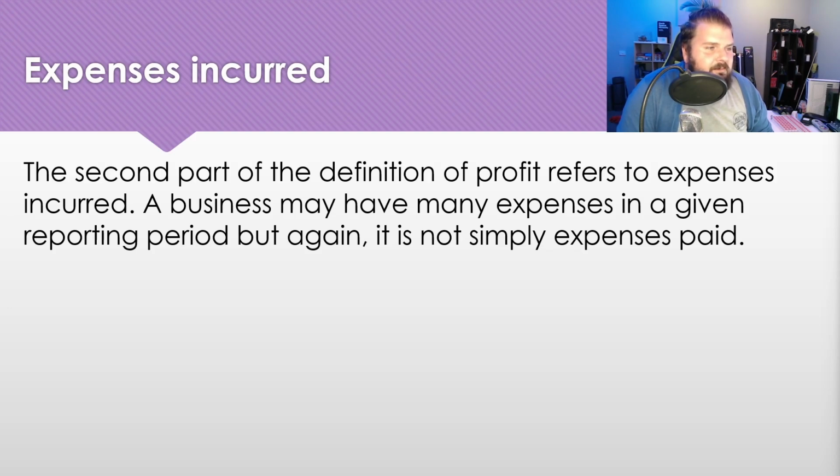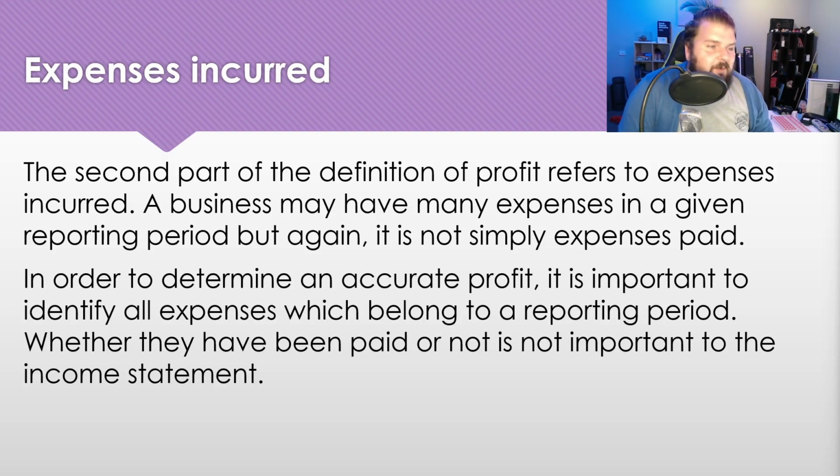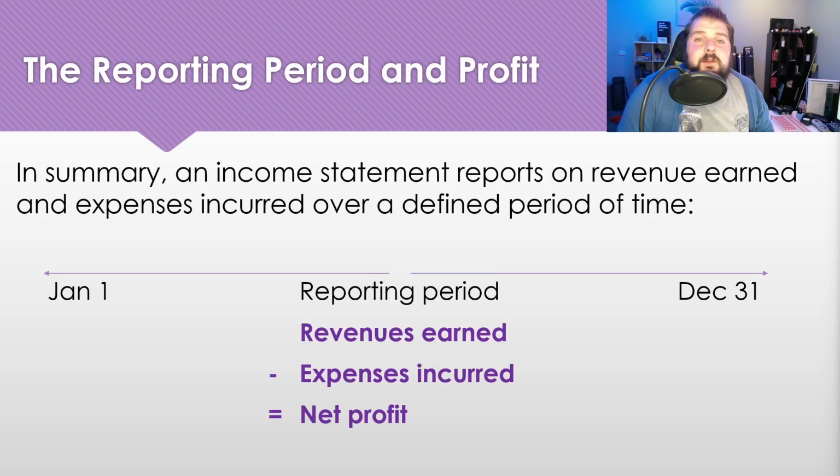The second part of that is the expenses that we incur. Now, a business may have expenses in a given reporting period, and these could be a lot of different cash items, but it's not simply the expenses that we paid in cash. Again, in order to accurately determine our profit, we need to identify all the expenses that occur within a reporting period, which may include some things that we haven't paid yet. So when we're looking at our income statement, it's important to note that it will include every single piece of revenue earned and every single expense that's incurred, even if we haven't paid it.